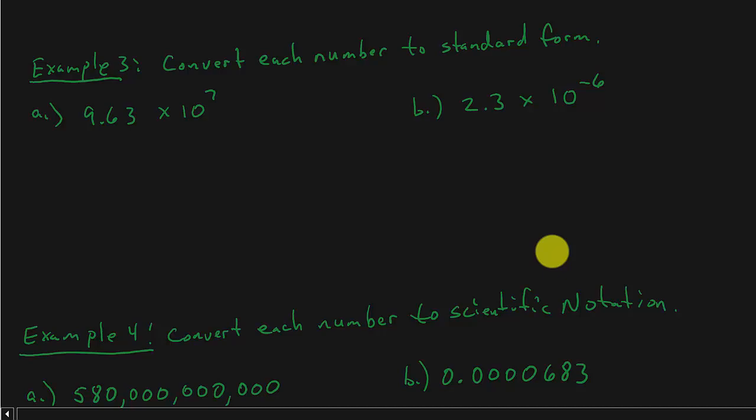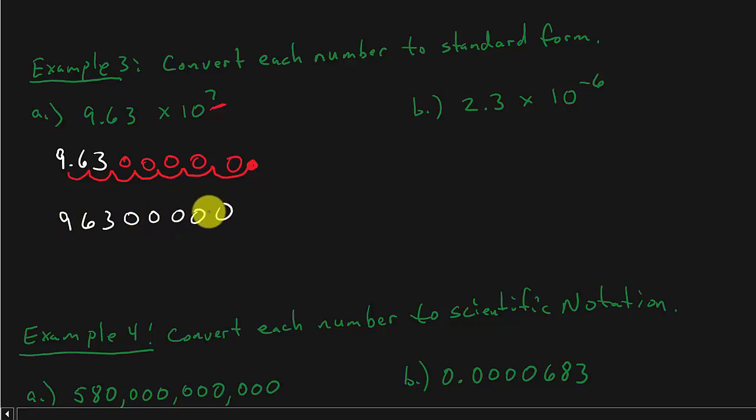All right, so let's talk about scientific notation. Convert each number to standard form. So we want to go from scientific notation to standard form. Let's write down this number, 9.63 times 10 to the 7th. All this means is that I move the decimal place 7 places to the right. So that's 1, 2, 3, 4, 5, 6, 7. Where there are gaps, you add zeros there. And so there's your number, 96,300,000.